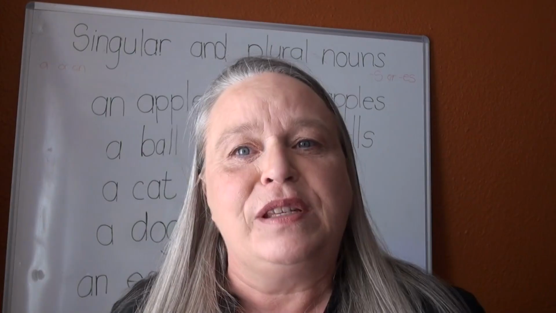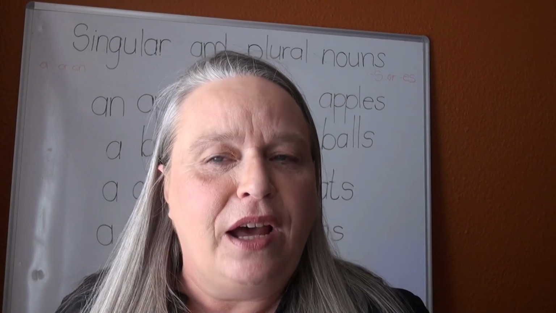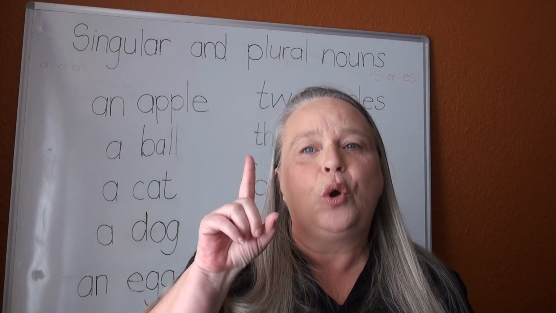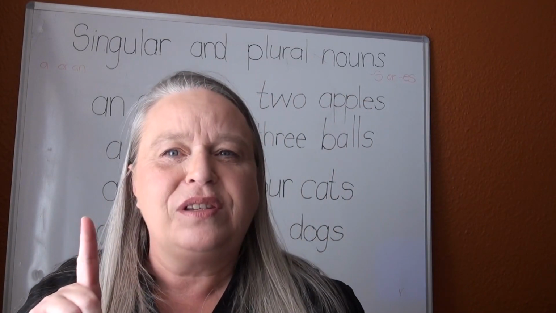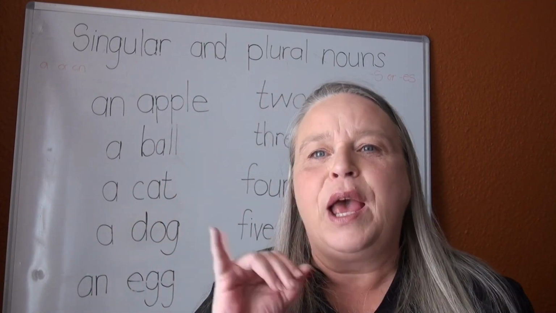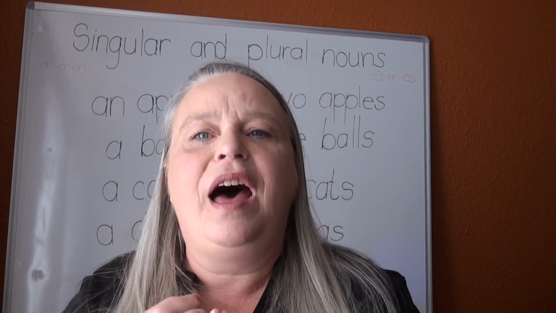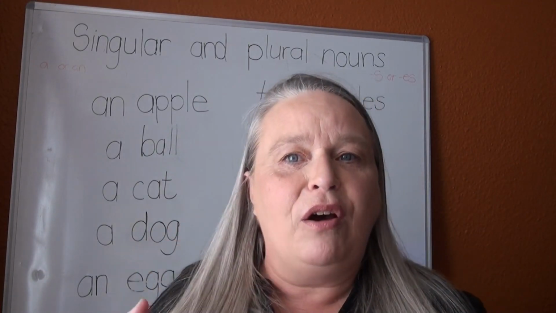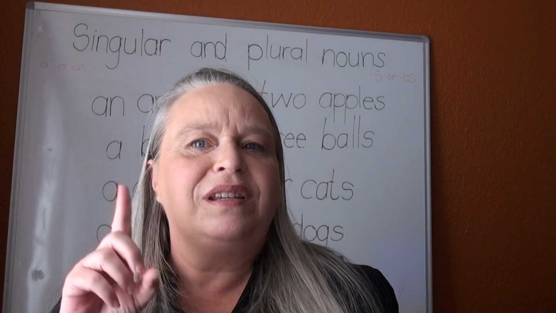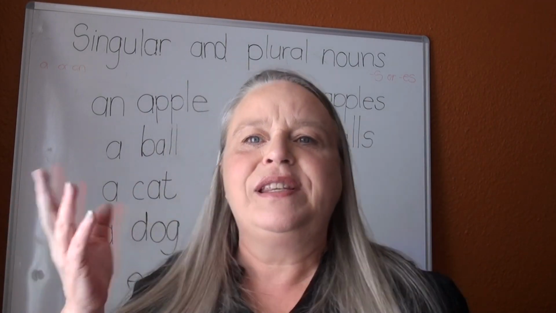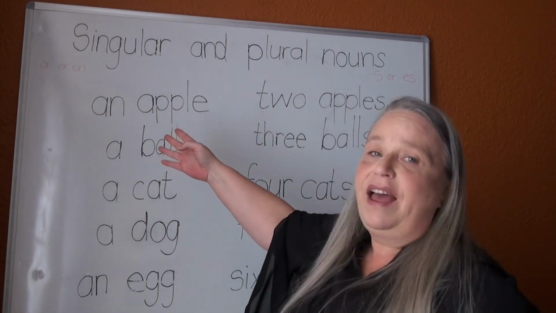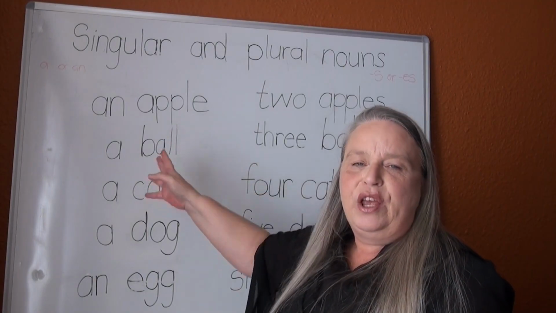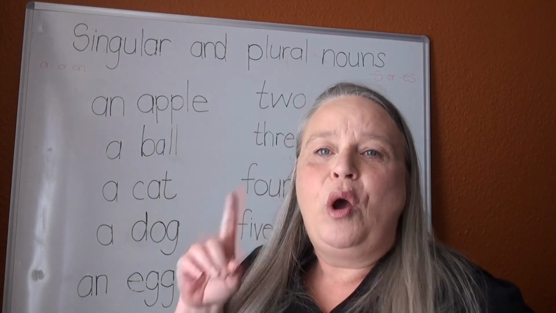Now, what is the difference between a singular noun and a plural noun? A singular noun is one noun, just one noun, and you remember the nouns are, there's four things: people, animals, places, and things. Those are our nouns. So when we have one noun, singular noun, we use a or an. Like, remember, an apple. So this is a singular noun, one noun.